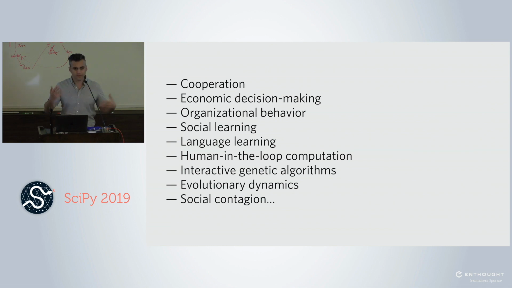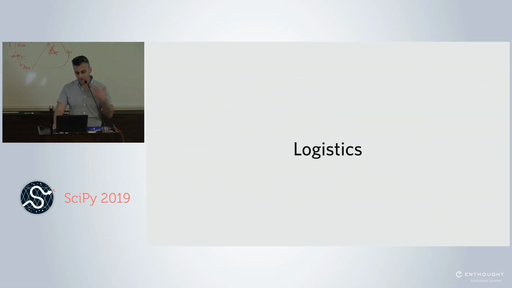And so people study all sorts of factors, how it affects the outcome and evolution of a population on a network like this, in terms of what happens with reputation, network structure, and what happens over time. That's not the only field where people study experiments of this kind of people arranged in networks. People do this in economic decision-making, organizational behavior, social learning, language learning, human-in-the-loop computation, interactive genetic algorithms, evolutionary dynamics, social contagion, and more.